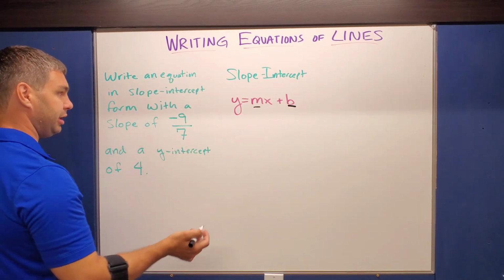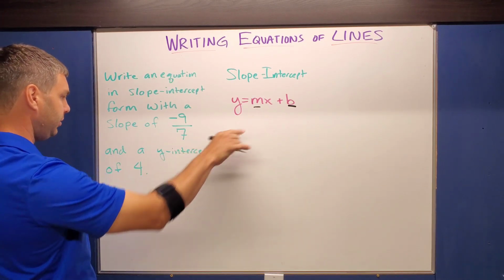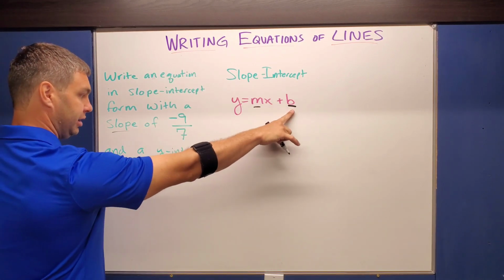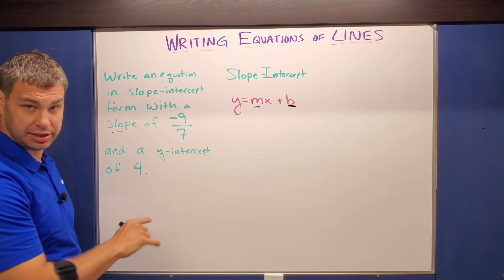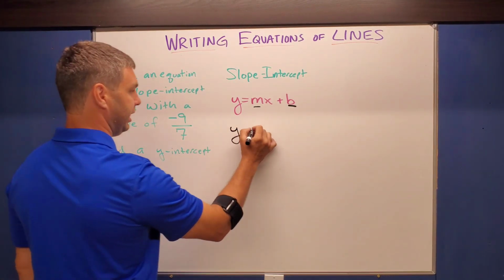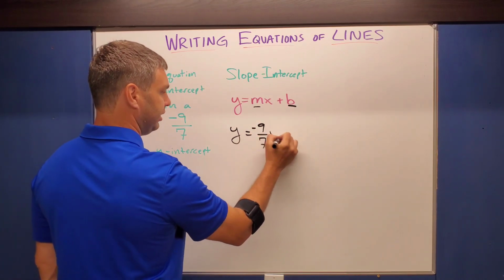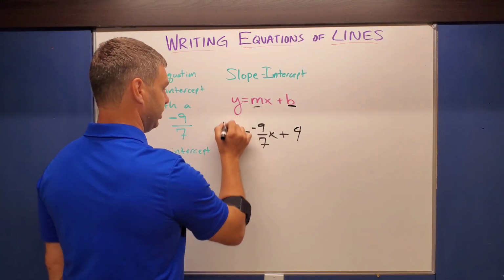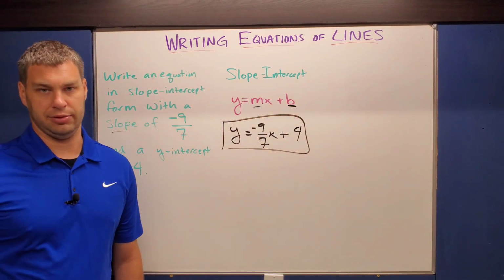So essentially what I can do is just replace my m with my slope here, which is negative 9/7, and the b, the y-intercept, with 4, just like the question's asking. So I'm going to say y equals, instead of m, negative 9/7 x plus my b, which is 4. That is all you have to do on that one. Let's try a harder one.